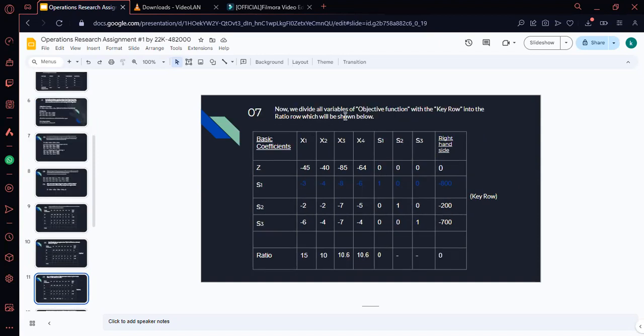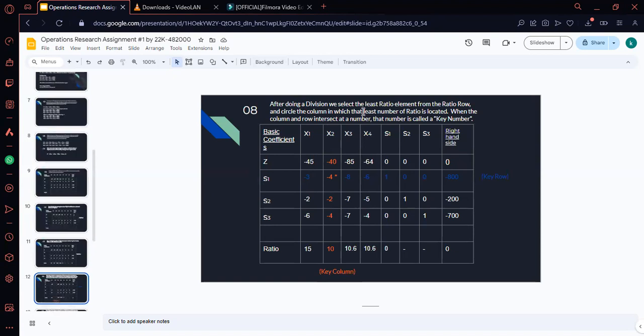After this, we will divide all of the variables of the objective function by the key row. The key row is this row in which minus 800 and all the other numbers are highlighted in blue. After we have divided them, our ratio row will start to fill. Here you can see that we have divided the z variables by the key row variables, which gives these numbers in the ratio row. Minus 45 divided by minus 315, 40 divided by 40 is 10, minus 85 divided by 8 is 10.6, minus 64 divided by 6 is 10.6, and so on.